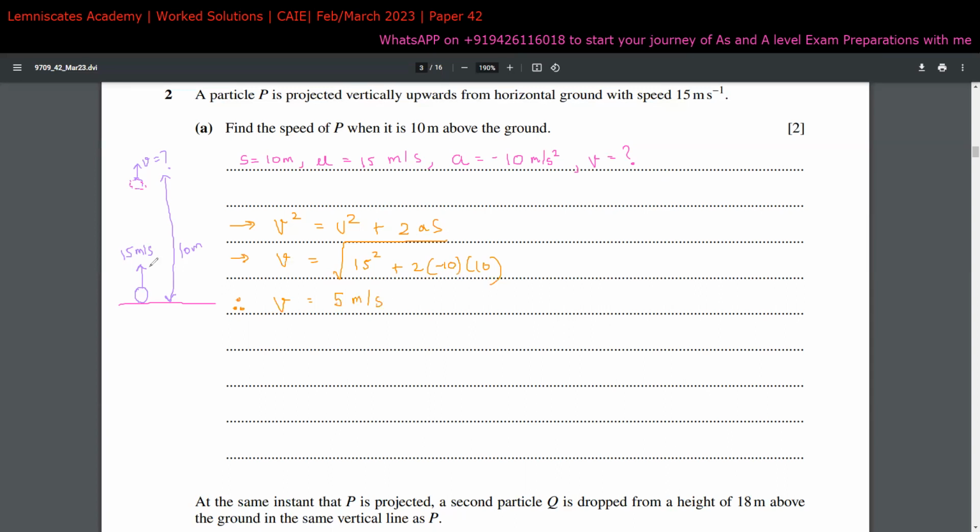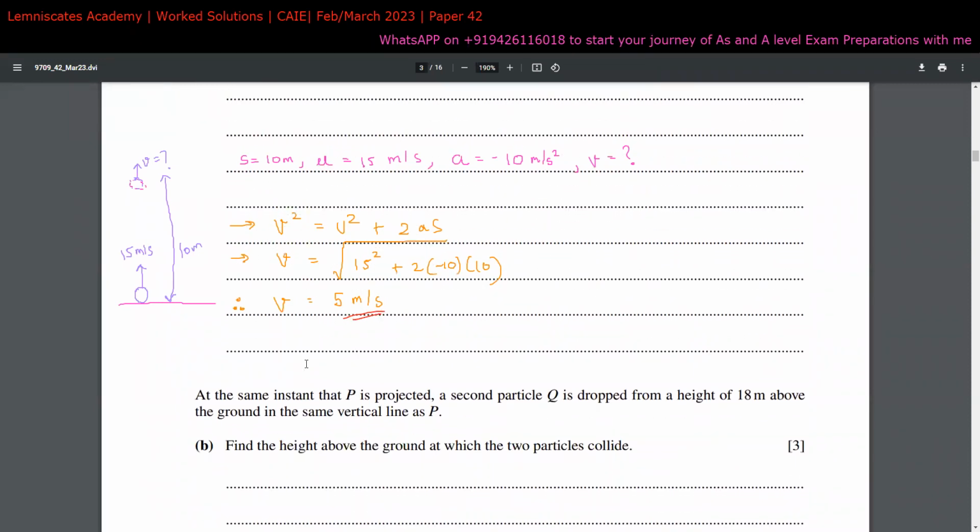So as expected, as it goes upwards, the speed decreases, right? So 5 meter per second will be the value when it is 10 meters above the ground. So that's the answer of the first part. Now, as we go ahead, let's see what we have for the second part.